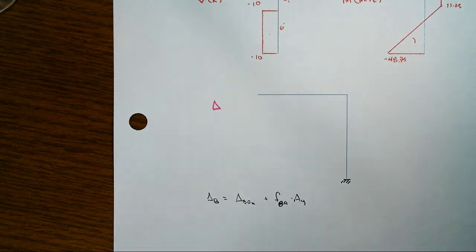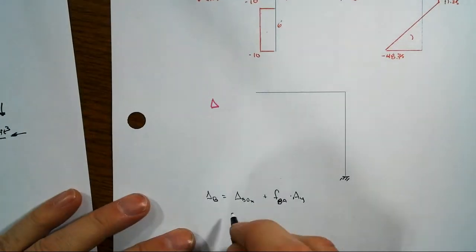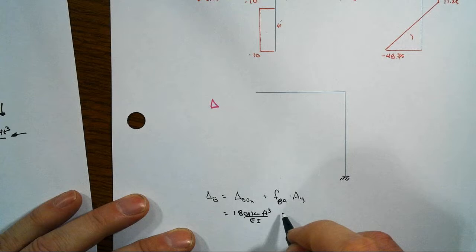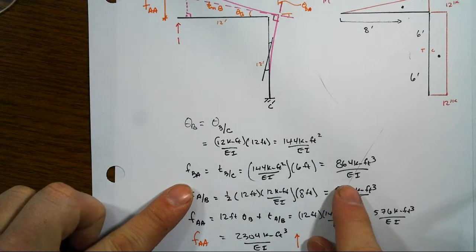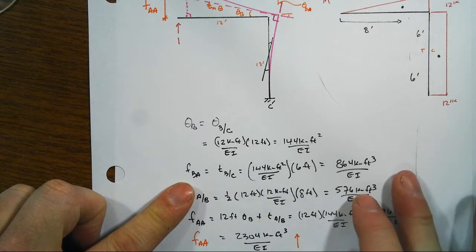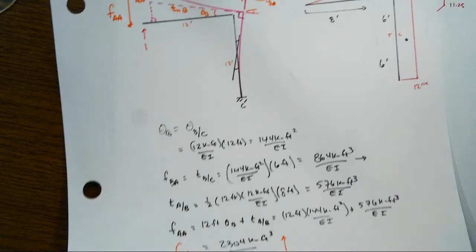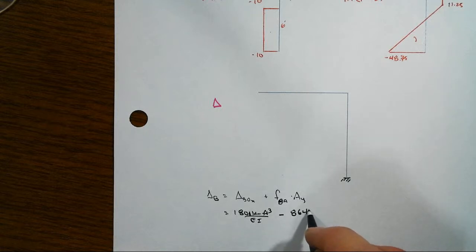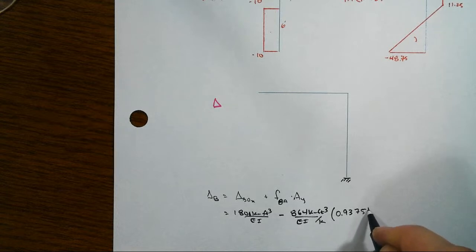looking for all my sheets here, we found out delta BOX was 1,800 kip feet to the left, over EI. And then what we found out for the unit load was that we had 864 kip foot cubed acting to the right. That's per unit load. So minus 864 kip foot cubed over EI per kip of unit load. Our actual reaction was 0.9375 kips.